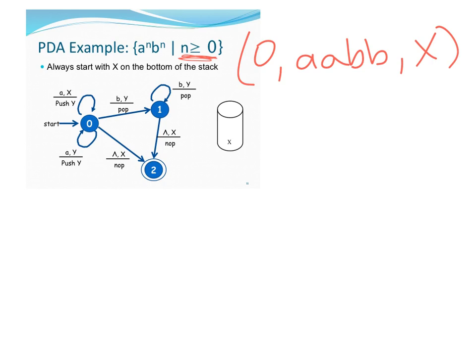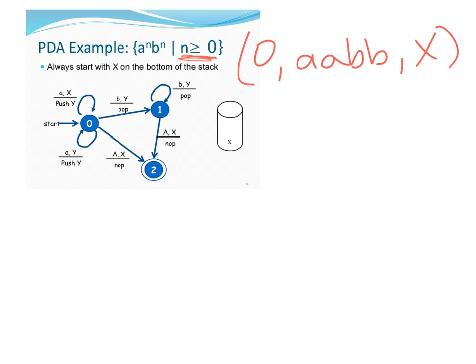And then we process that first A, and we have an X on the stack. So we have two options. One option is we take this path down to state 2, right, because we have an X on the stack and a free jump. And the other option is this loop here. If you look at this, those are the only two.